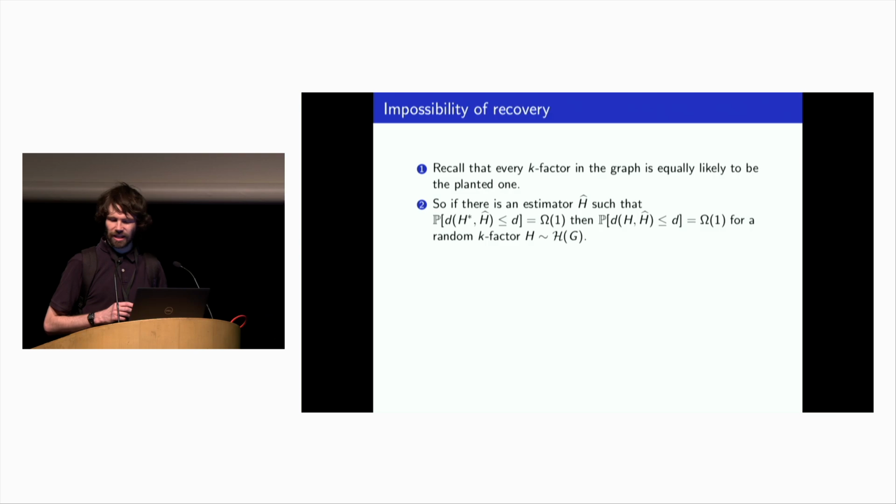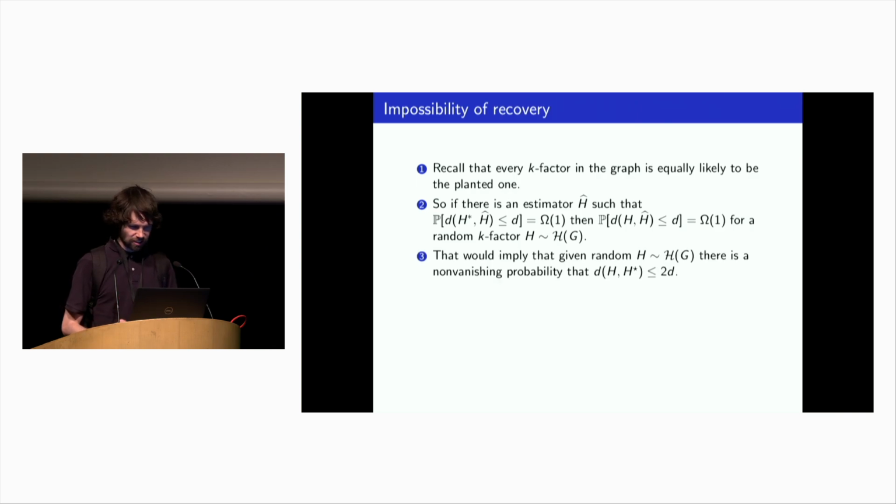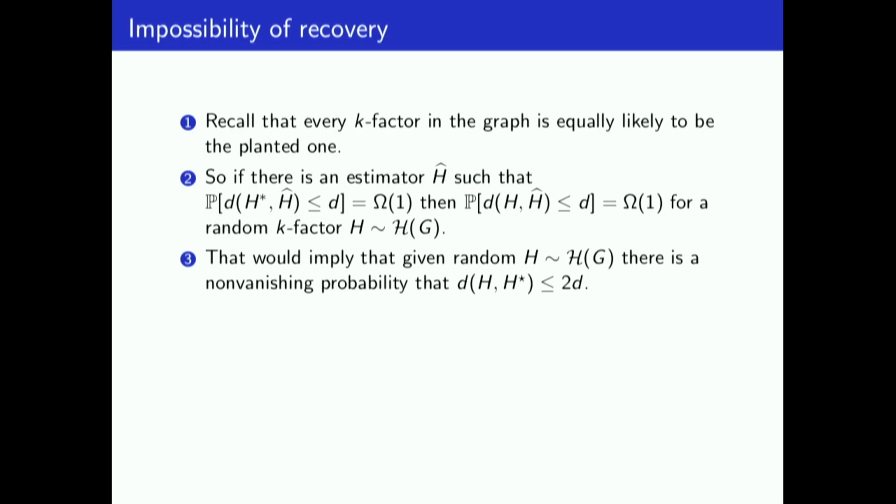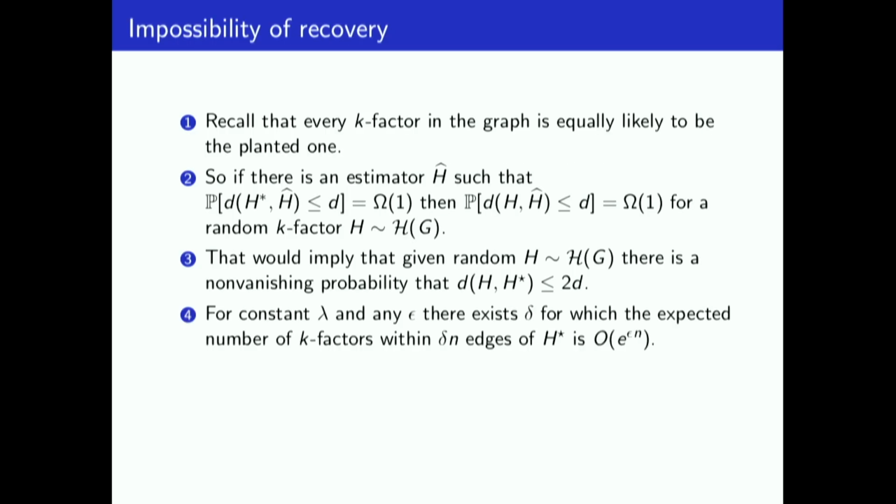So, to rule that out, we first observe that every k-factor is equally likely to be the planted one. So if we have some estimator that's within distance d of the planted one with non-vanishing probability, then on average, it's within distance d of a random k-factor with non-vanishing probability. That means that by the triangle inequality, the planted k-factor must be within distance 2d of a random one with non-vanishing probability. So in order to rule out the possibility that we can find the planted one, it suffices to prove that a random k-factor is distance greater than 2d from the planted one with probability asymptotic to 1.